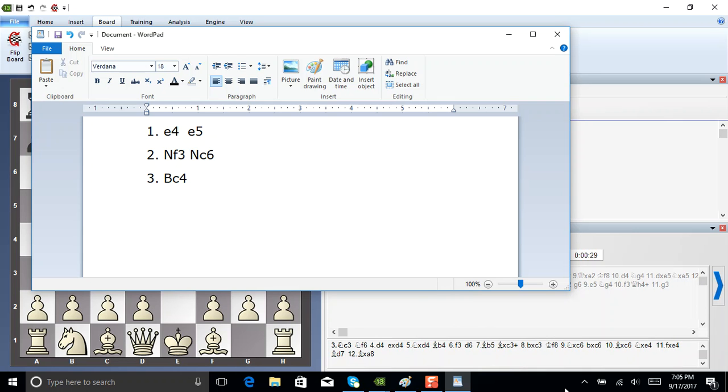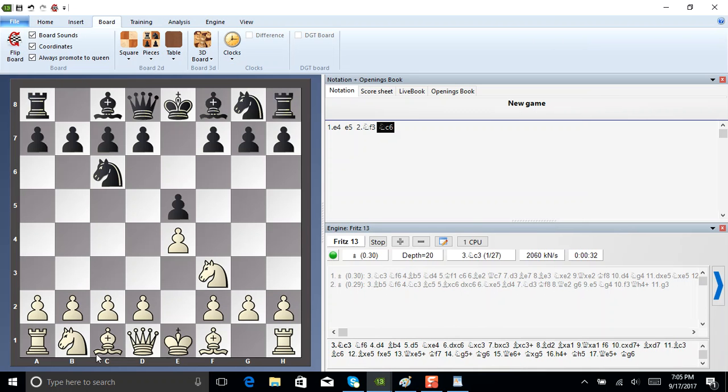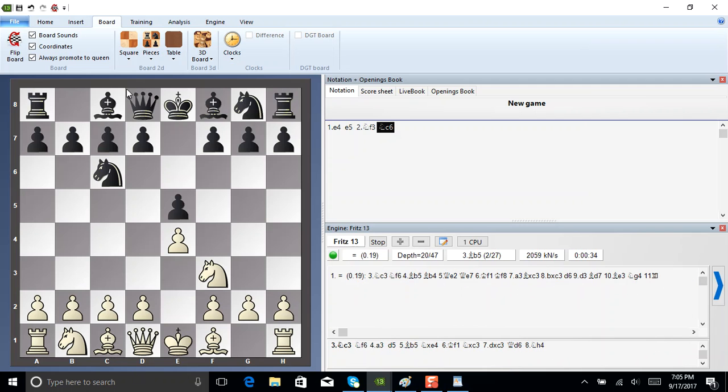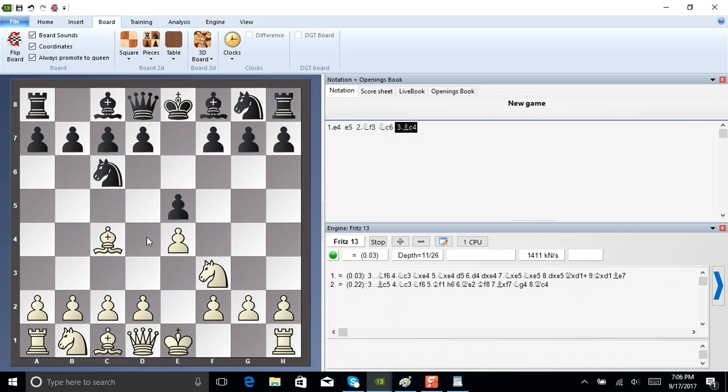C4. So, where is the C? Here's C. Here's 4. Here's C4. It's a white square. This bishop can't move anyway. So white moves bishop to C4.